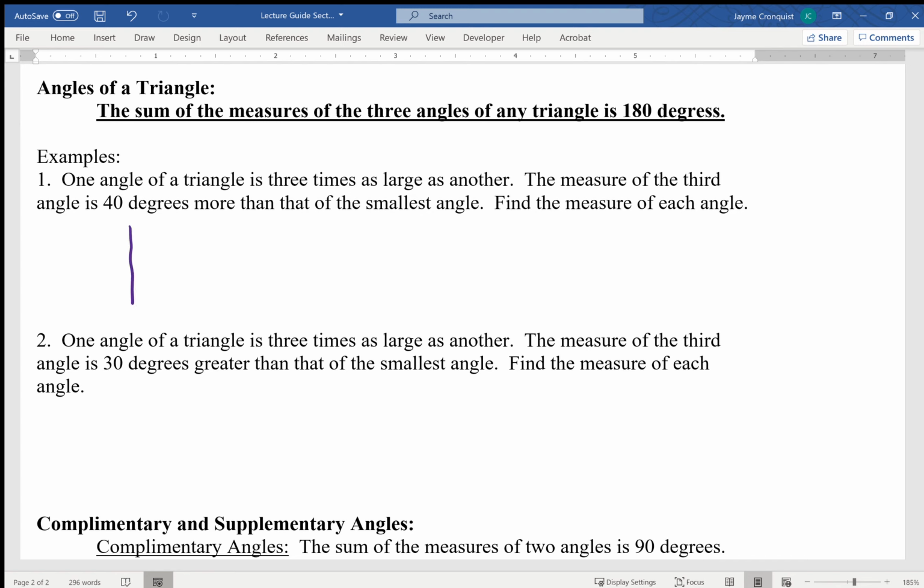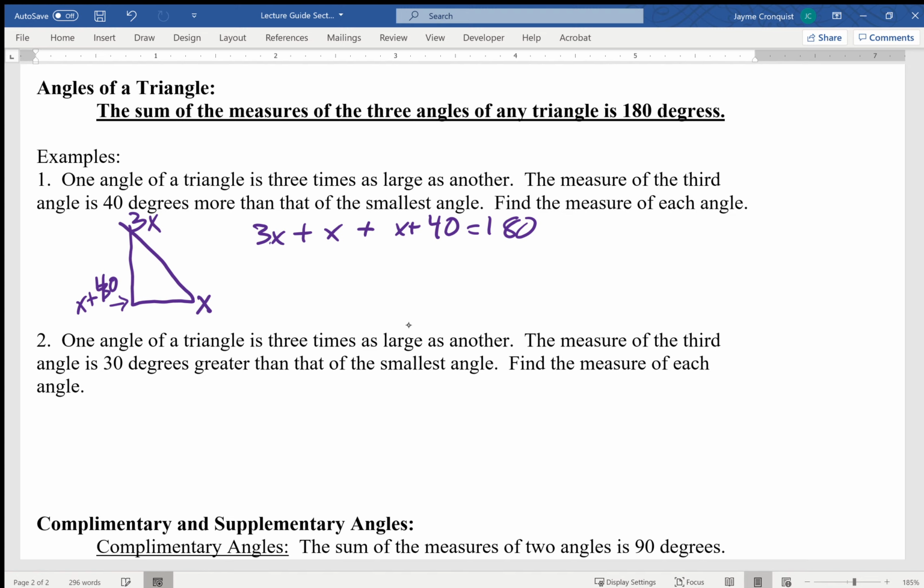Okay, so let's draw ourselves a triangle. One angle is 3 times as large, so I have x and 3x. And this is the largest and this is the smallest. The measure of the third angle is 40 degrees more than that of the smallest. So this one is x plus 40. So we know that 3x plus x plus 40 has to equal 180 every time.